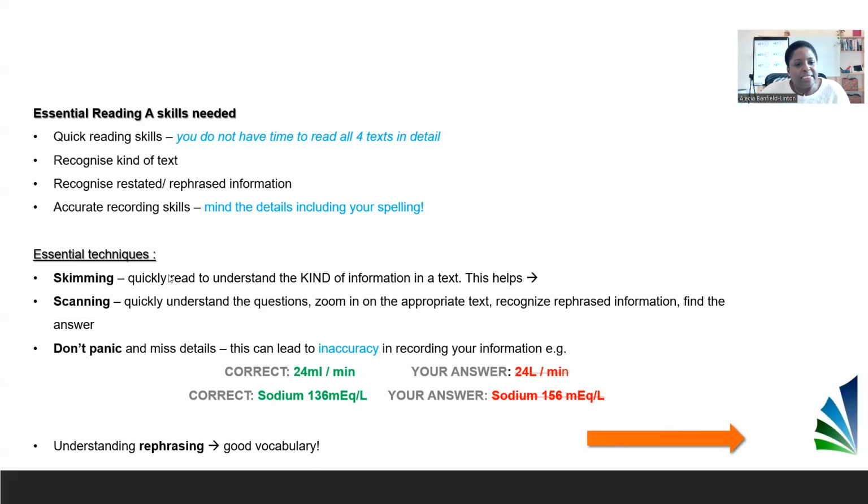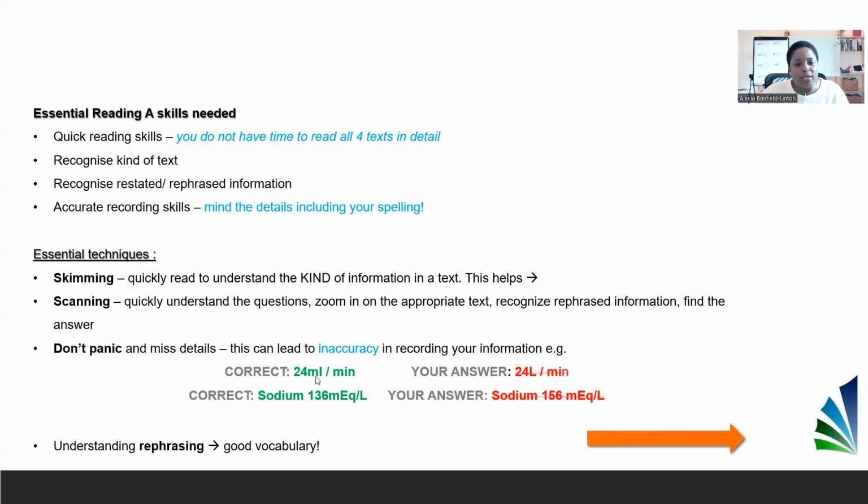So what essential techniques again? Skimming, being able to quickly read, scanning, being able to zoom in and pick out those details very quickly, and the ability to keep a calm head, because often students would tell me that under pressure, the brain just freezes, what I like to call a brain fart. The brain just freezes and they stop processing things. And this is where practice comes in, because you've got to be able to almost be coldly clinical. Go in, don't panic, don't miss details. Find that detail and record it accurately.